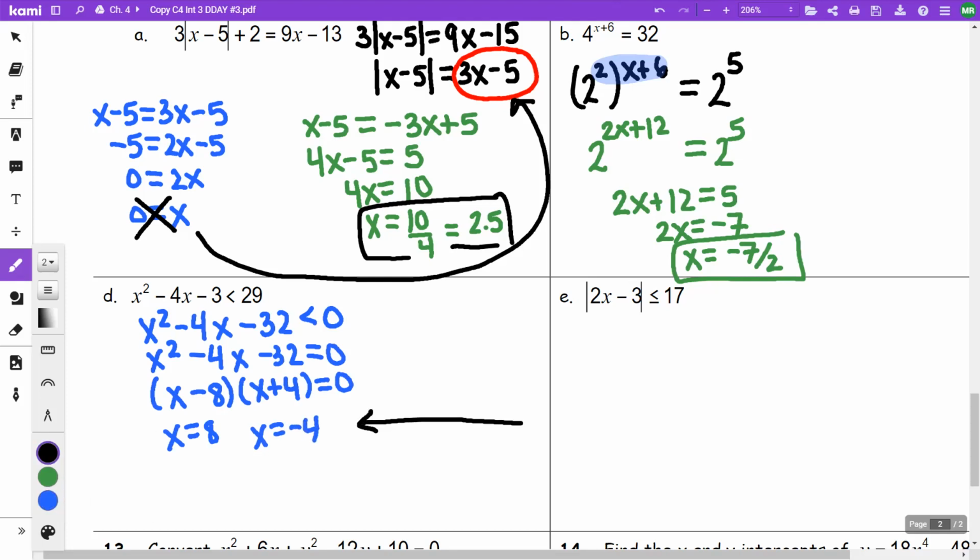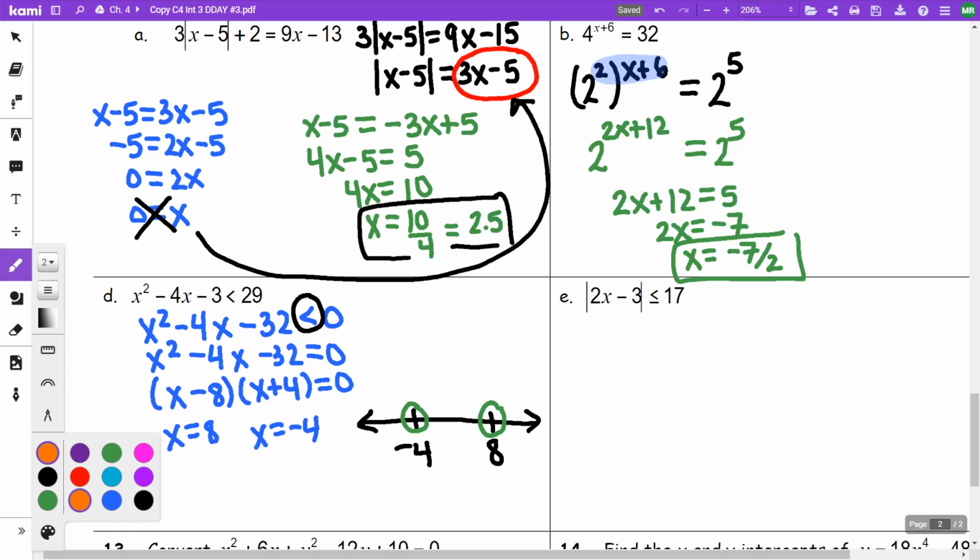So if I take my graph, I put my negative 4, I put my 8, I look back at the inequality, it is strictly less than, which means I am going to have an open circle at negative 4, open circle at 8. Because that makes it equal. I don't want it equal, I want it less than.